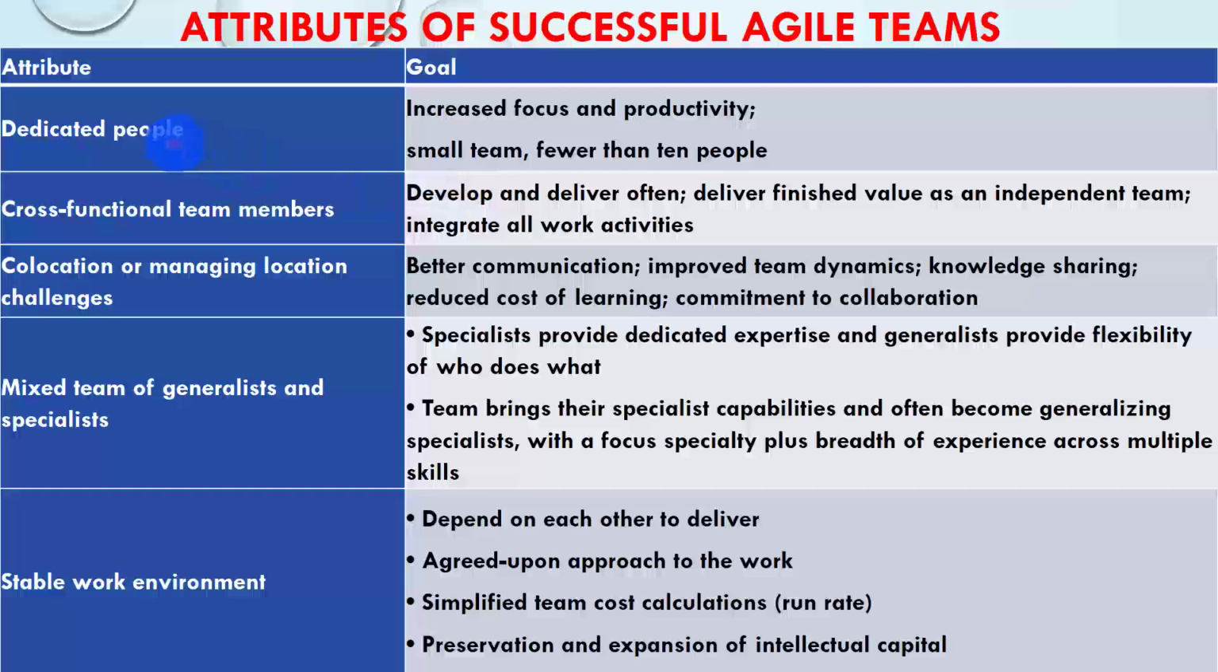Dedicated people. This dedication is done to achieve these goals. Increased focus and productivity. Smaller teams who are usually, as mentioned before, fewer than 10 people. Then the cross-functional team members, and the goal is to develop and deliver often, deliver finished value as an independent team, and integrate all work activities. We also have collocation, or managing location challenges. Collocation is important because whenever teams are collocated, there is better communication, improved team dynamics, better knowledge sharing, reduced cost of learning, and commitment to collaboration.